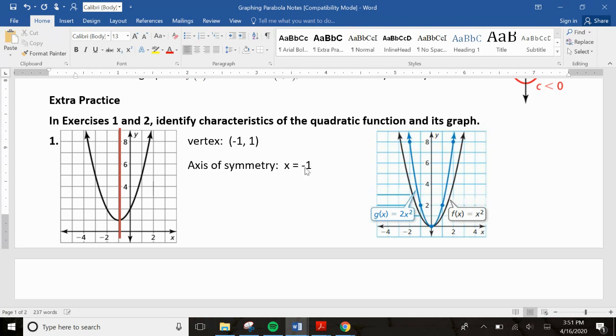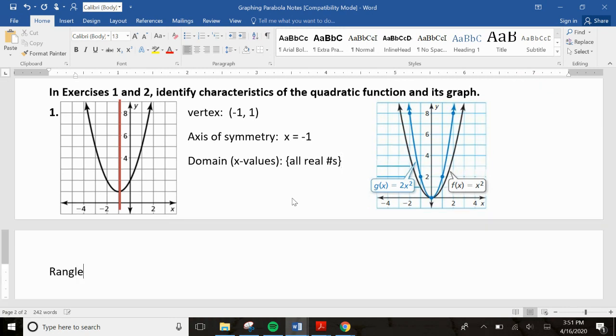Okay, the next thing I wanted to talk about was the domain. If you remember, the domain is all the x values. So if you take a look at our parabola here, what's happening is as this parabola opens up, it's getting wider and wider and wider, right? It's getting wider over here and wider on this side, which means it's going to reach all of the x values, making the domain all real numbers.